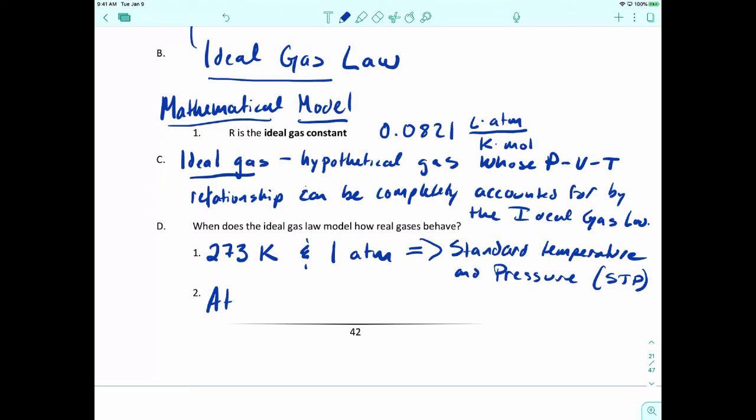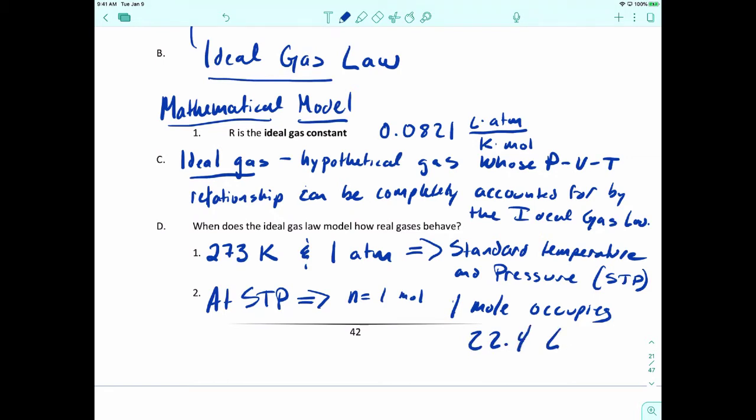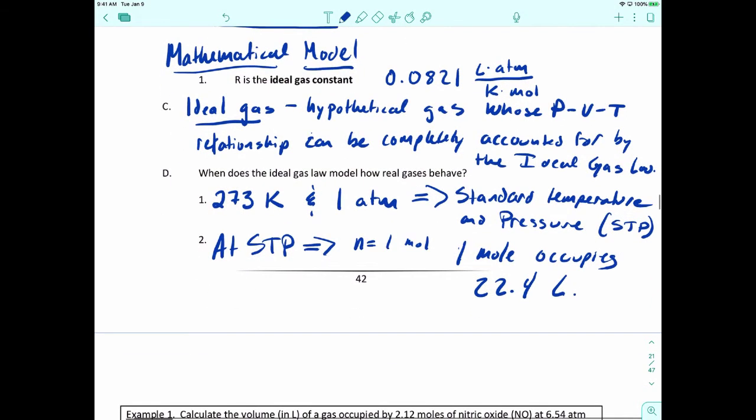Here's the cool thing. Let's say you're at 273 K and 1 atmosphere, so you're at standard temperature and pressure. If you have n equal to 1 mole of a gas, that 1 mole occupies exactly 22.4 liters. That's pretty cool. If the temperature is 273 K, the pressure is 1 atmosphere, and n is equal to 1, then V is equal to 22.4 liters.